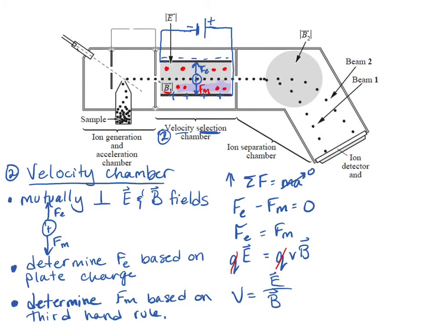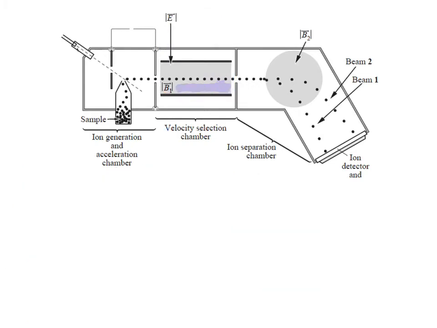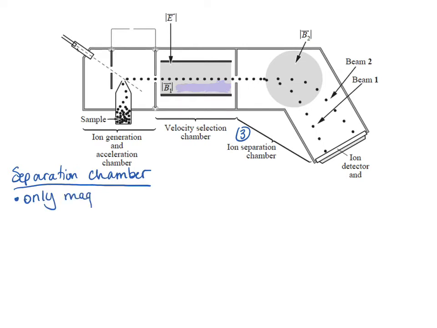All right, let's move on to the third segment. So that's this guy right here, this ion separation chamber. So what's happening here is we only have a magnetic field, okay? So this is our separation chamber. So it's only a magnetic field.